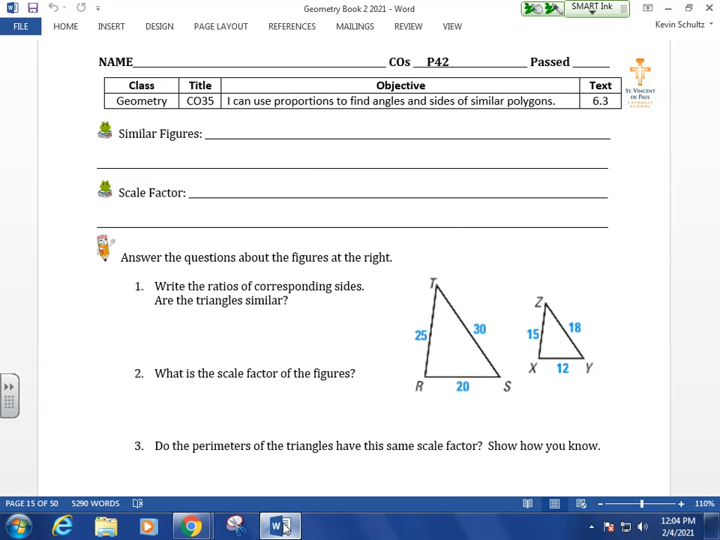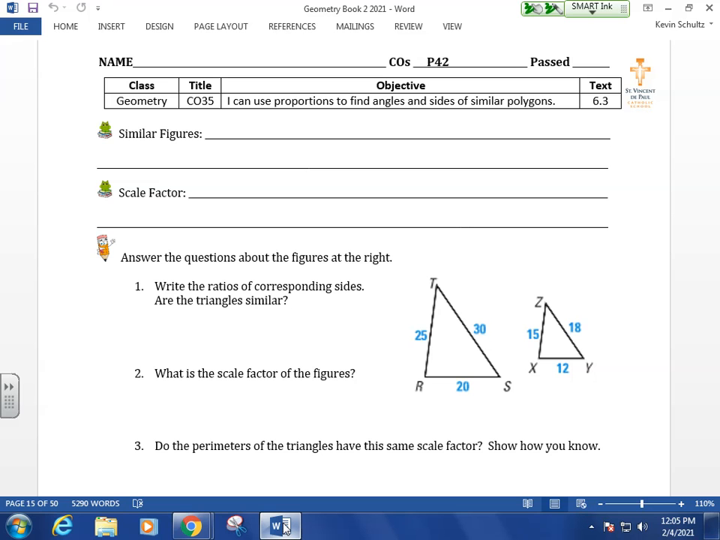This piggybacks off of CO34. My original intention during our live class this week was to do 34 and 35 together because they are so, wait for it, similar. But we got to talk about the math packet and time got away from me. So you get separate lessons for each of them. But we've kind of already talked about everything in CO35.